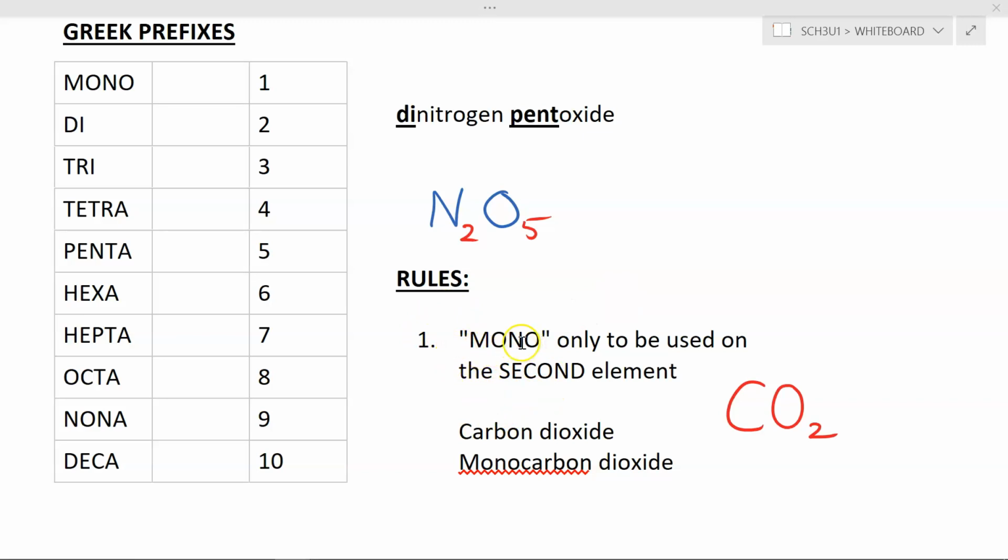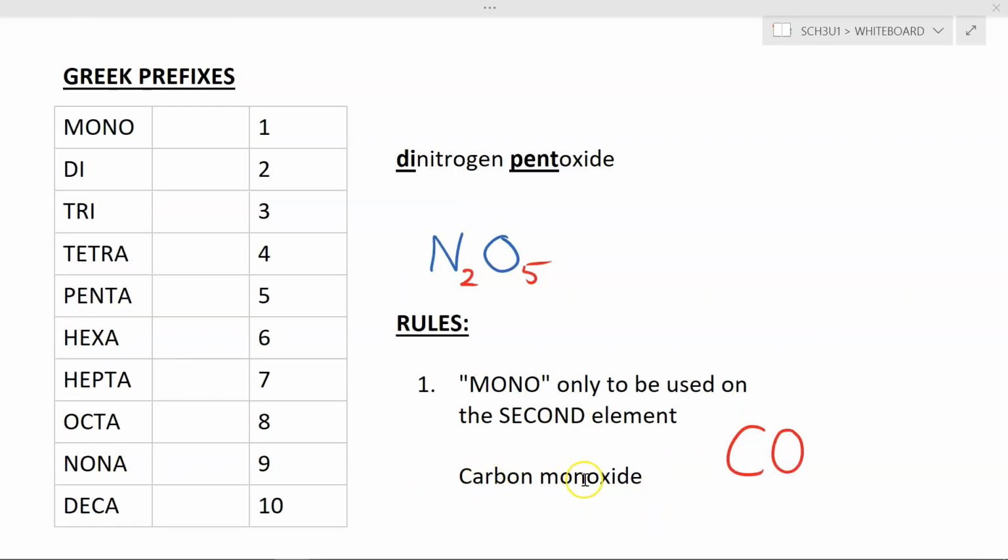So the first rule is the prefix mono should only be used on the second element. All right, so carbon dioxide, carbon dioxide. You don't call it monocarbon dioxide, so the mono is not necessary for the first element, but it is necessary for the second element. So in this example, I would say carbon monoxide, because there's one each. You don't say monocarbon monoxide.